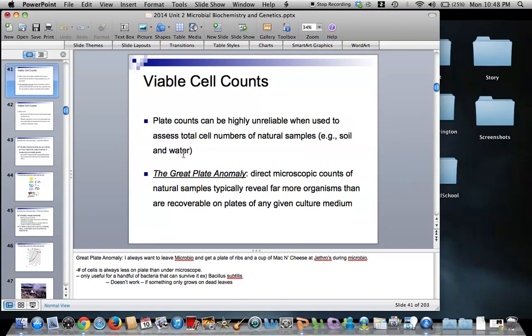Viable cell counts. The plate counts can be highly unreliable when used to assess total cell numbers in natural samples. The idea being that if you take something like a soil sample and then you try and grow that on an agar, it's not the appropriate conditions. It's not the normal environment of the cell, so it can't thrive. The great plate anomaly is that direct microscopic counting will always find a higher number than viable cell counts will. And it's not really sure why that happens.